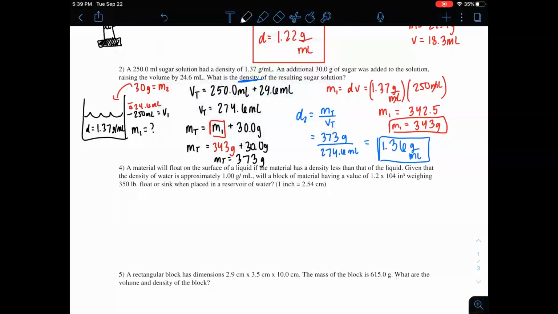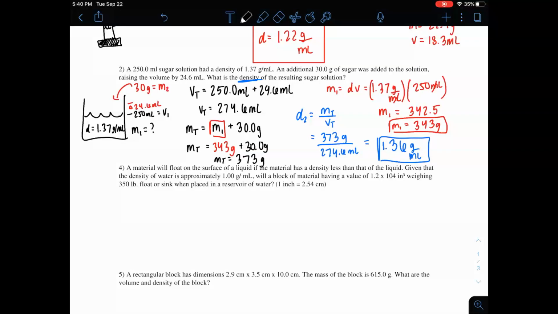It says a material will float on the surface of a liquid if the material has a density less than that of the liquid. We know that, that's why ice floats on top of water. Given that the density of water is approximately 1.0 grams per milliliter, will a block of material having a volume of 1.2 times 10 to the fourth inches cubed, weighing 350 pounds, float or sink when placed in a reservoir of water?